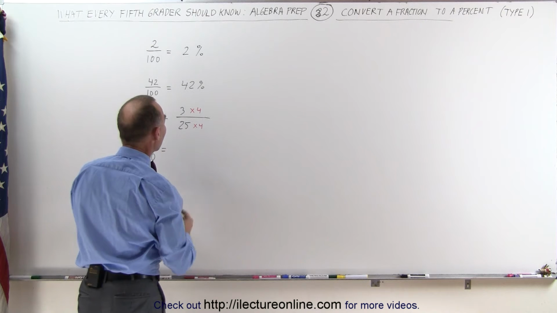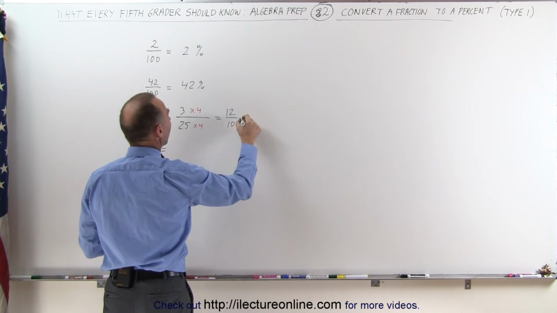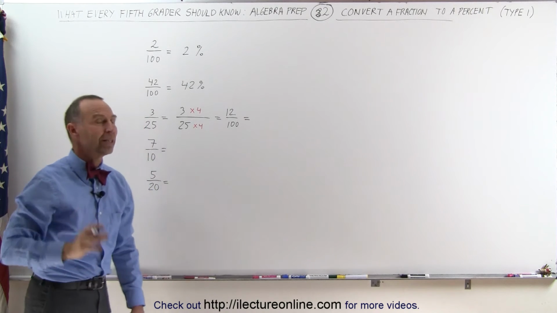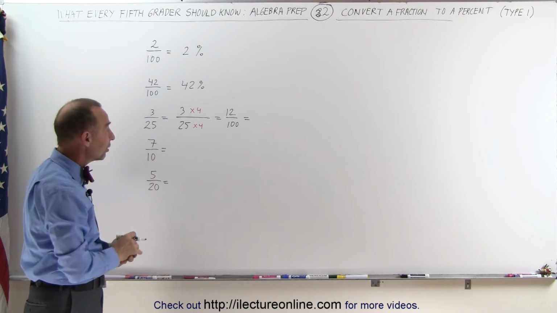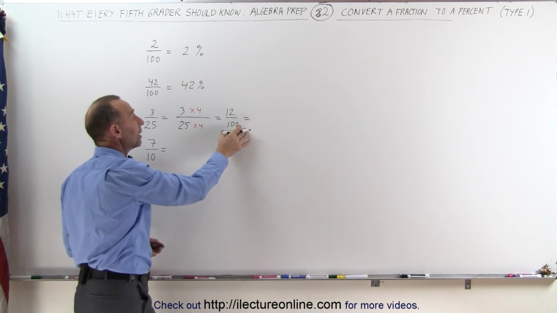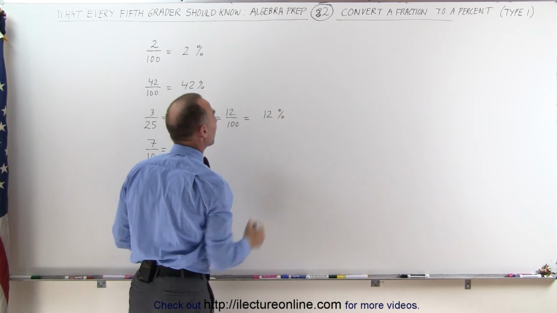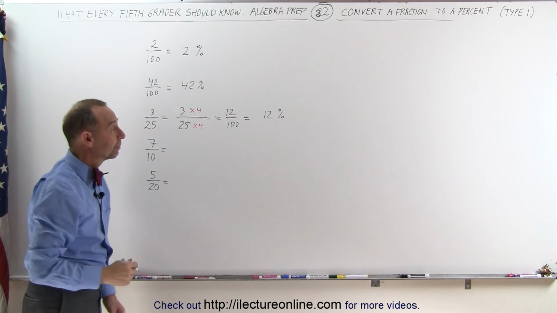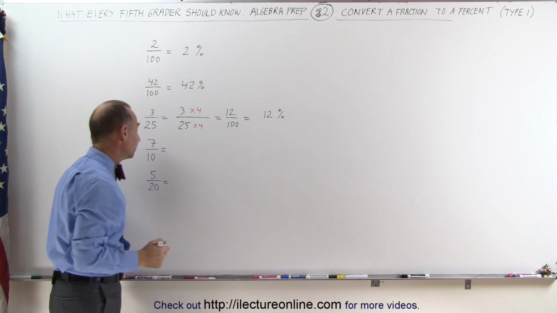When I do that, my fraction now becomes 12 divided by 100, and now I'm ready to convert it to a decimal. Oh, not a decimal, I could, but I'm going to convert it to a percentage, because any fraction that has 100 in the denominator can simply be converted to a percent by taking the numerator and putting a percent symbol behind it, because 12% does indeed mean 12 divided by 100.